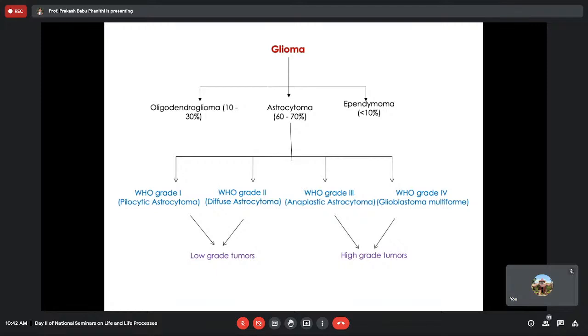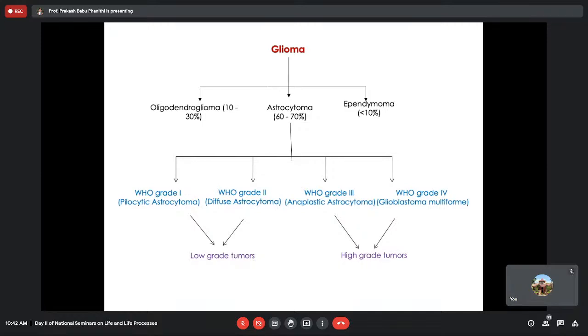So when the oligodendrocytes become a tumor, it's called oligodendroglioma. When astrocytes become a tumor, it's called astrocytoma. When the ependymal cells, which, as you have seen, form the ventricular lining called the ependyma, get proliferated disproportionately, that also gives rise to a tumor.